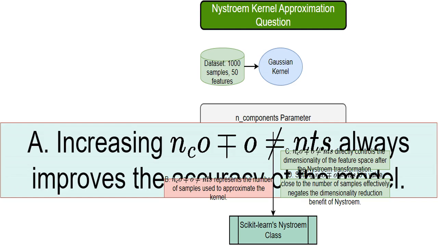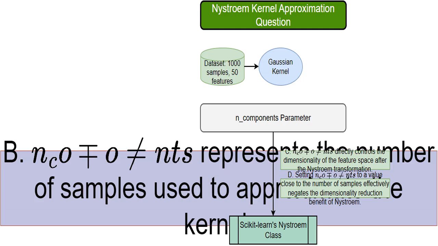Increasing n_components doesn't always improve accuracy. It's a trade-off. A higher value can lead to better approximation but also overfitting, which reduces the model's ability to generalize to unseen data. This is incorrect.